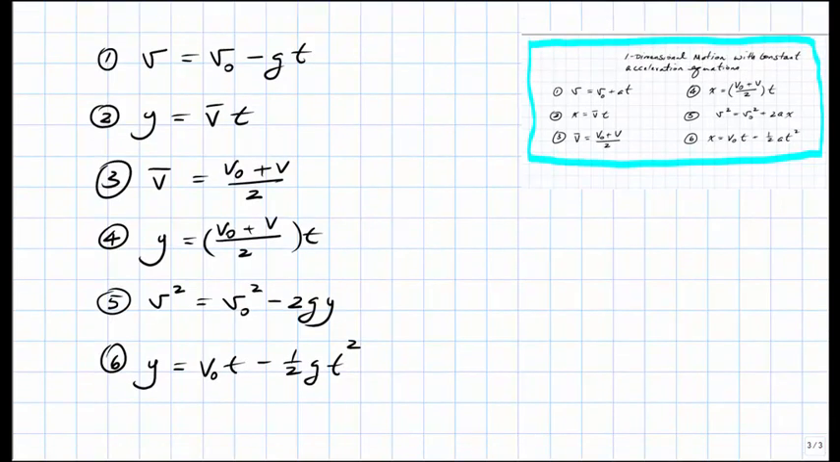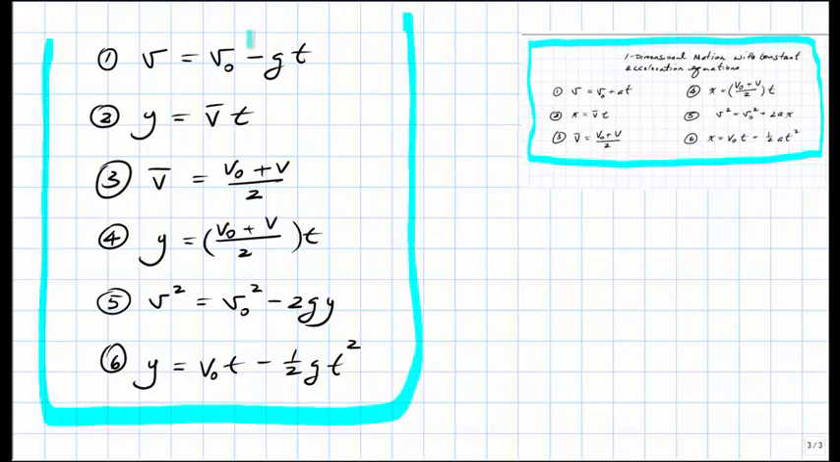So we'll wrap this set of equations up in a blue box as well, and we'll label this as the freely falling body equations.